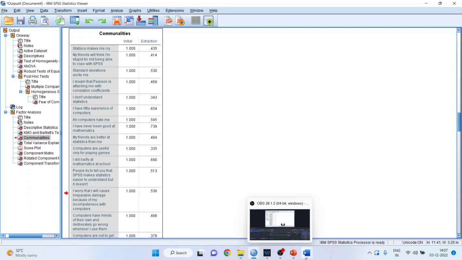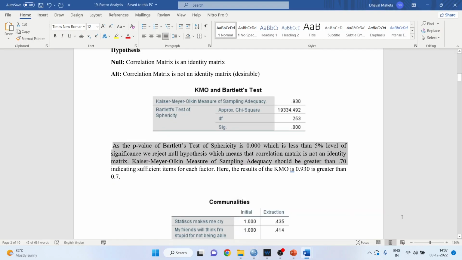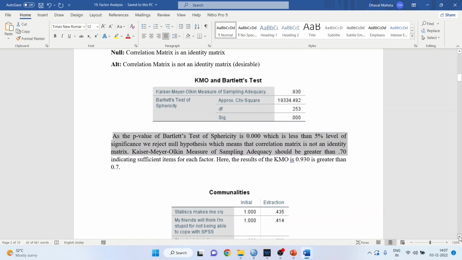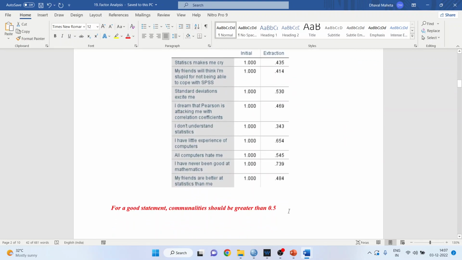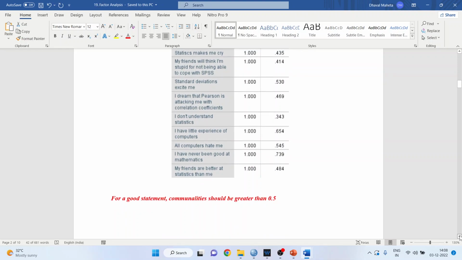Communalities. I have simply copied this in my Word file and let us see what to interpret. You will not write anything which is written in red in your thesis or your paper. For a good statement, communalities should be greater than 0.5. But in this case, they are having communalities less than 0.5, which is not desirable. Okay, let's proceed further.